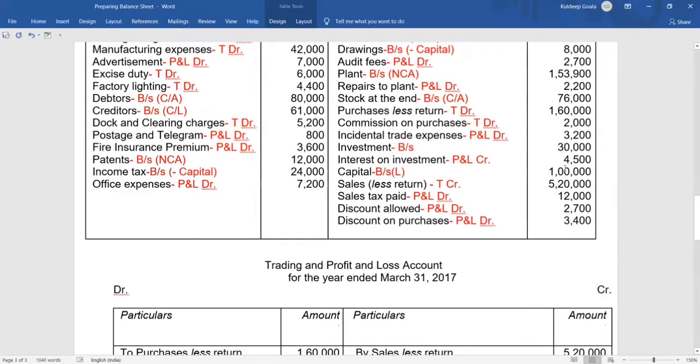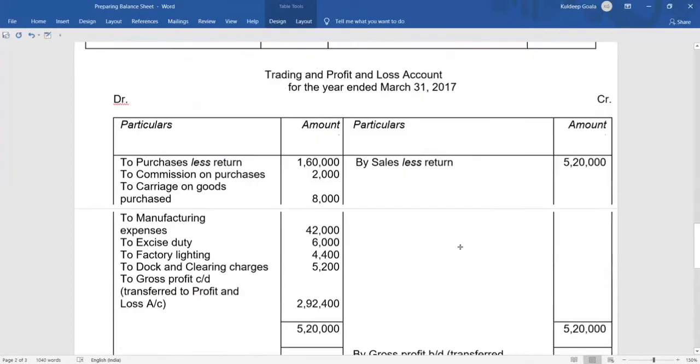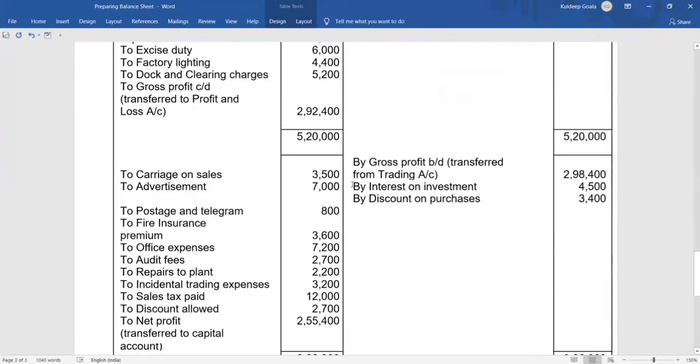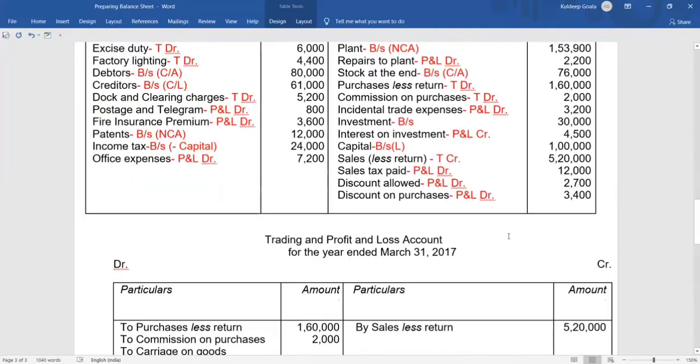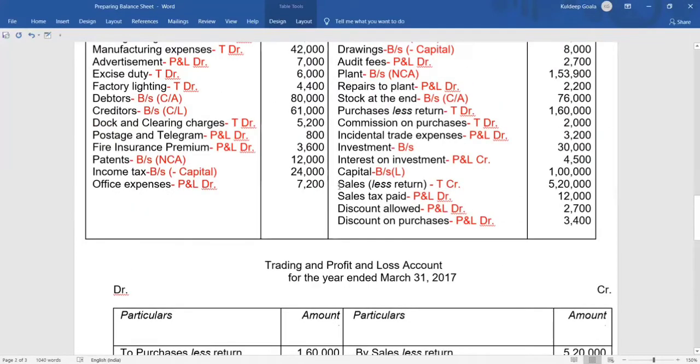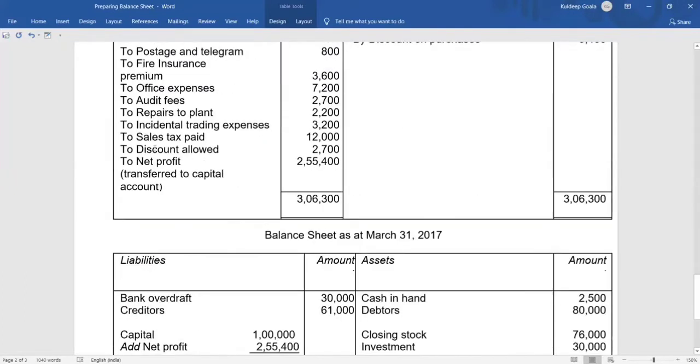Then going to the next one, it is interest on investment, which will be coming in the credit side as 4,500. So go in the credit side now and write down "By interest on investment, 4,500." Now we will go to the next item. Sales tax paid, 12,000 rupees. So it will come in the debit side as "To sales tax paid, 12,000 rupees."